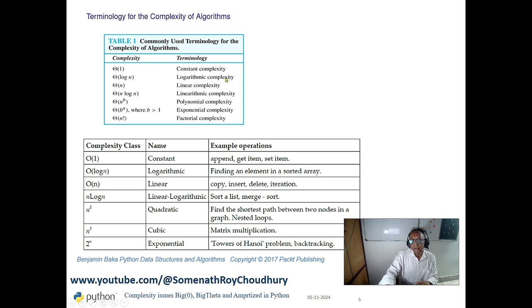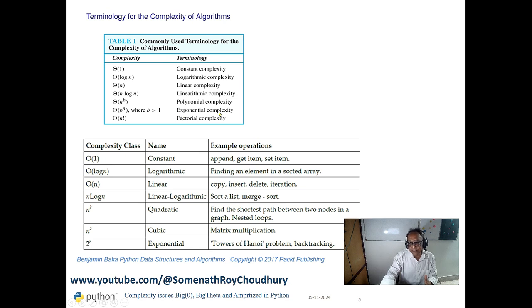These are the big O complexities. Constant complexity, we know the push operation or pop operation of a stack, or finding a particular element of an array. These are constant complexity. Logarithmic complexity, in any balanced binary search tree we get log n to the base 2. Linear complexity, in an array finding the max or min is linear complexity. Linearithmic, n log n, we know merge sort is n log n, heap sort is n log n. Polynomial complexities, matrix multiplication comes under polynomial complexity.